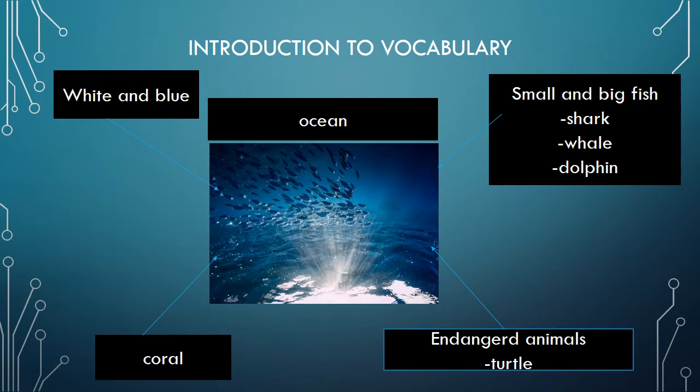Next, we look at the habitat of ocean. You can find small and big fish. You also can find shark, whale and dolphin. There are also corals in the ocean, in the deep ocean. The color of the ocean is white and blue. There are also endangered animals that live in the ocean, such as turtle.